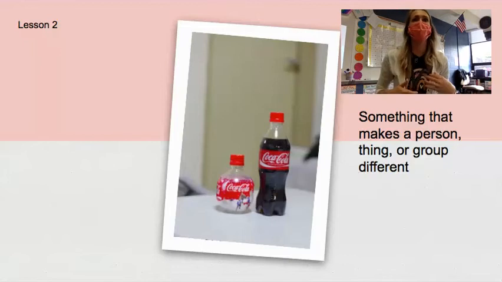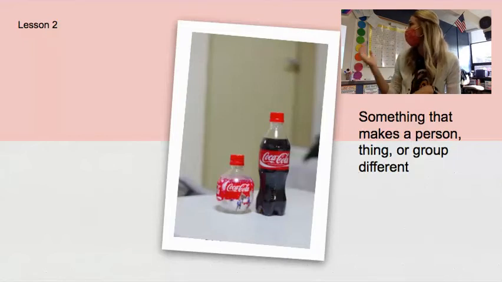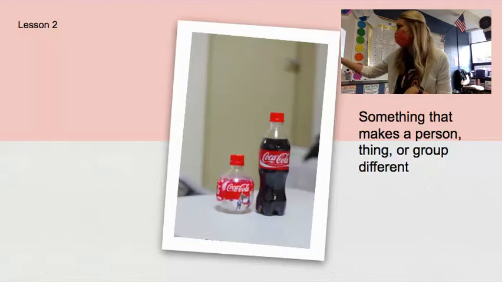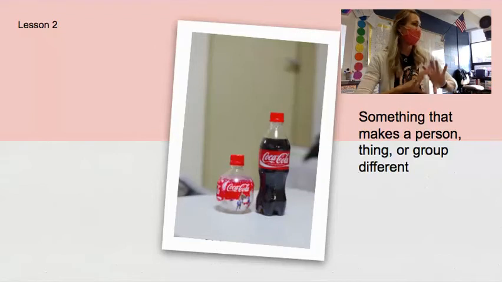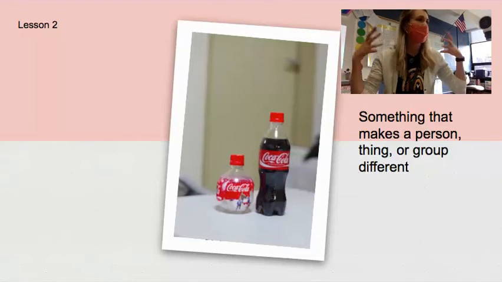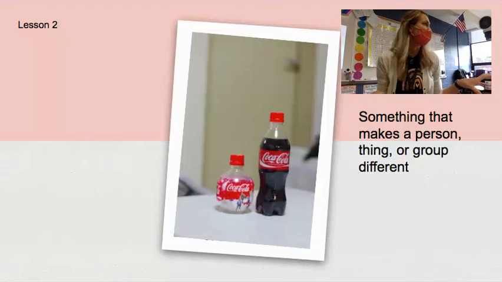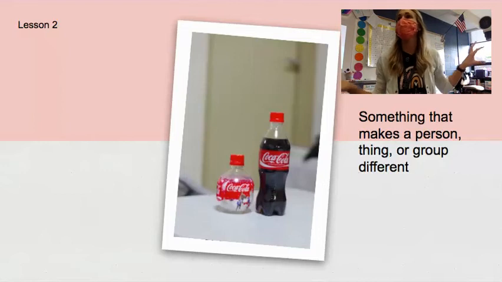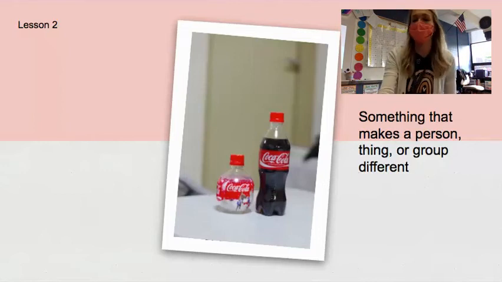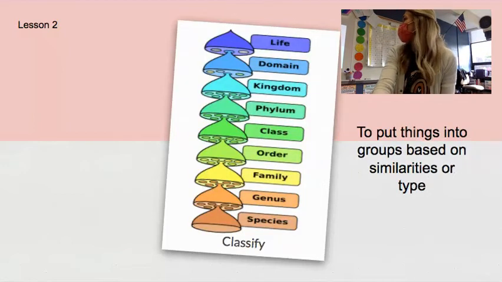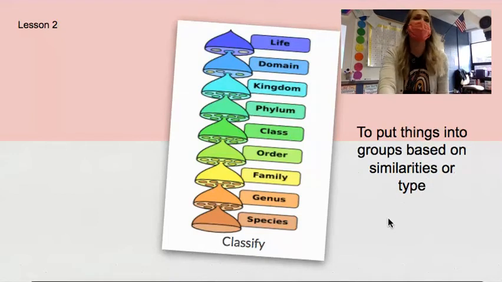The reason I put this picture up there to help us remember characteristics is these are both the same thing, right? But we can categorize it by short or by tall, or by a picture on it and no picture on it. So the characteristics of it is they have something different about them. They can go in a group because they're both Coca-Cola, or they could go in different groups based on height or what's on them. Next up, we have classify, to put things into groups based on similarity or type.